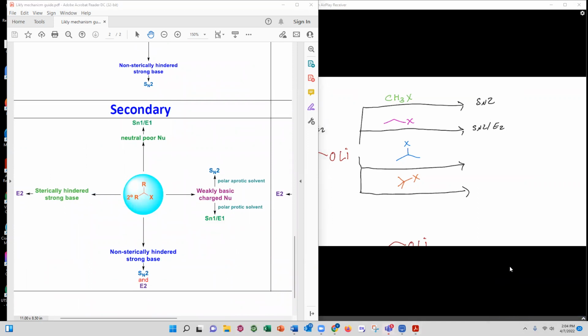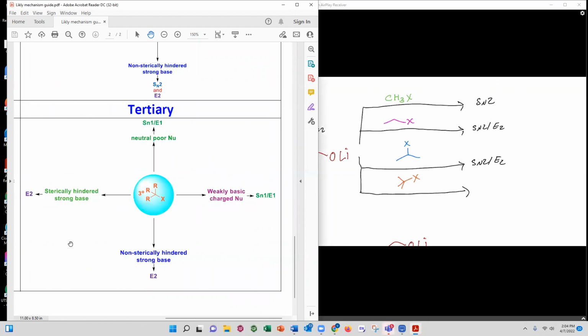Again, we're not going to ask you which of these are more favored in terms of elimination or substitution. Typically, when we see elimination, it's favored what? The more substituted the substrate because of the transition state species, and typically heat helps us with elimination, favors elimination products. But our book doesn't go into that, so I'm not going to go into that.